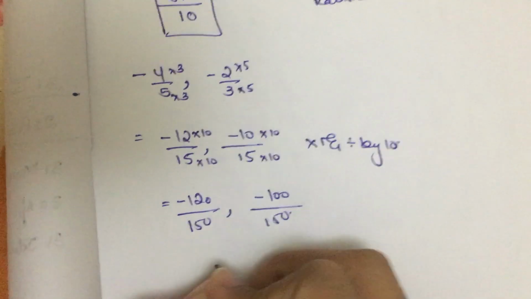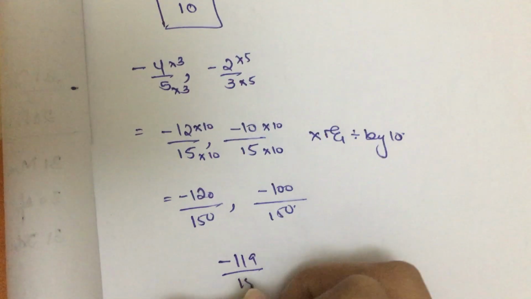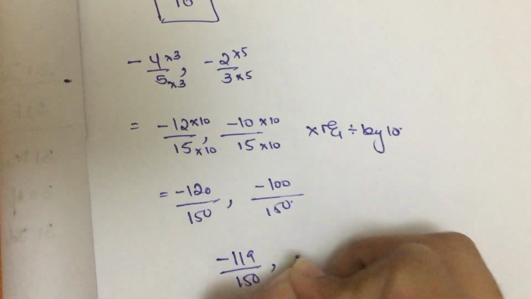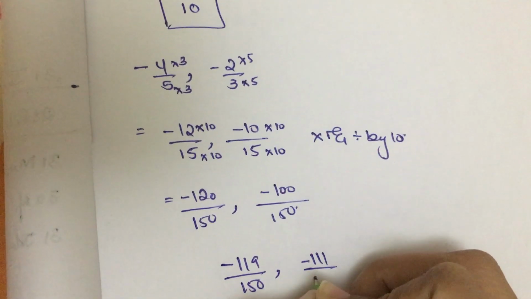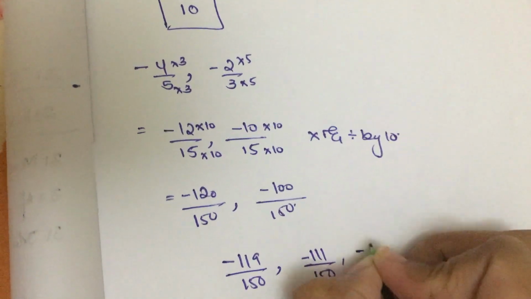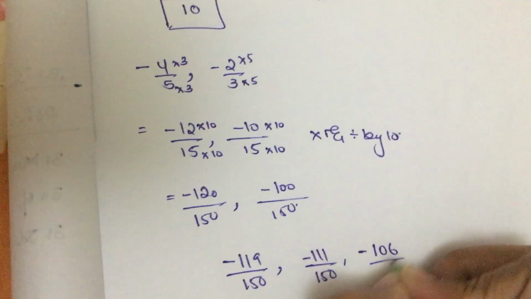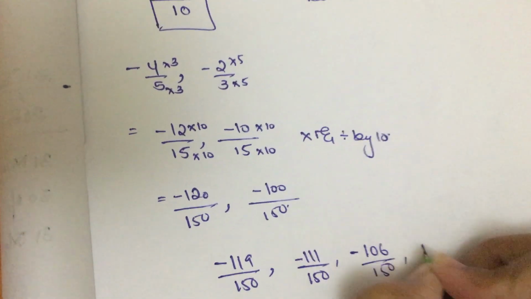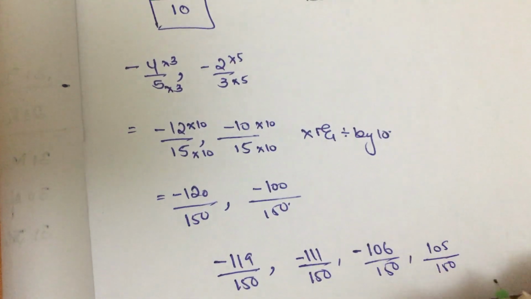So backwards, minus 119 upon 150 is one of the rational numbers, minus 111 upon 150, minus 106 upon 150, minus 105 upon 150. Okay.